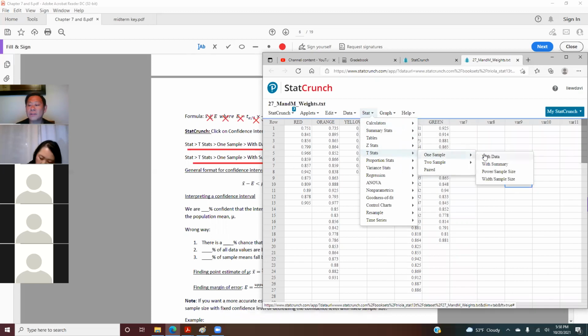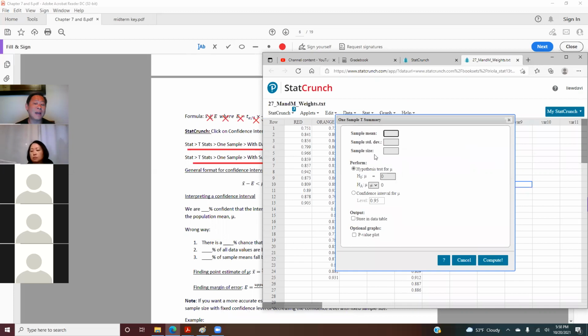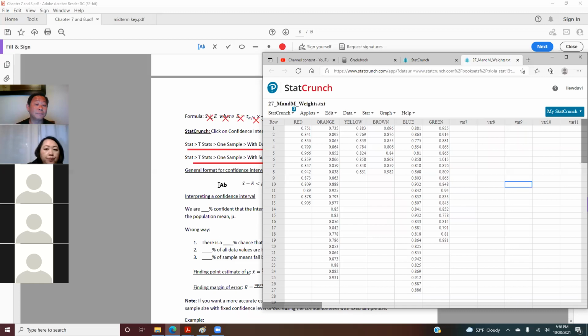If it's a with summary, it will tell you to enter the numbers in there, because with summary, they will give you the mean, the sample standard deviation, and the sample size. You have to enter it, and then make sure you click on the confidence interval and compute it. So that is the difference between with summary and with data.